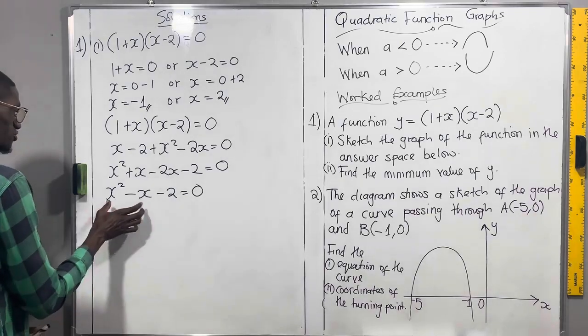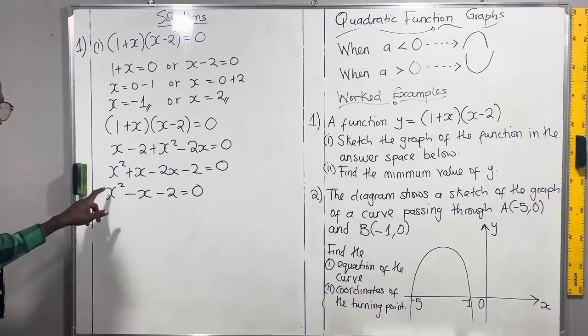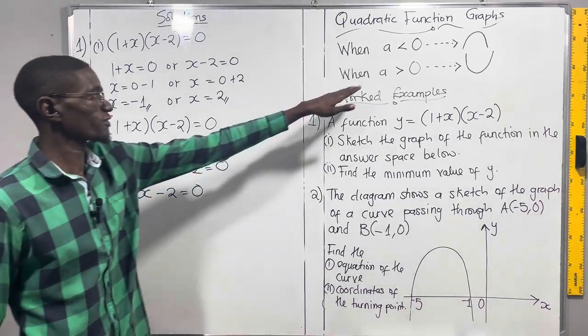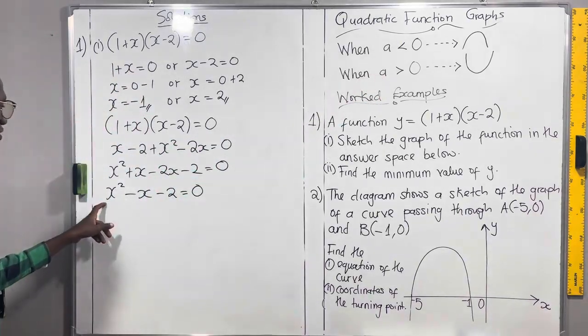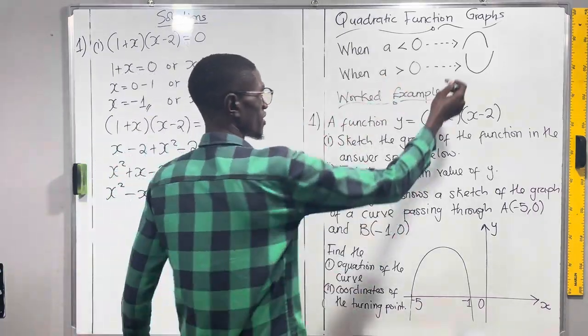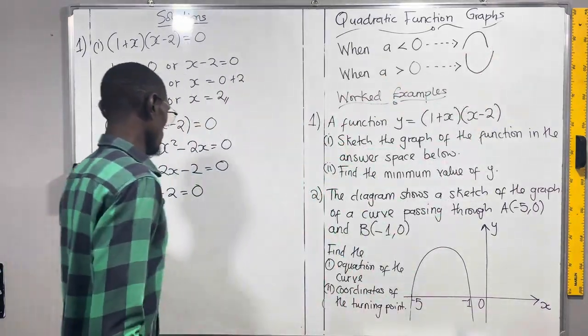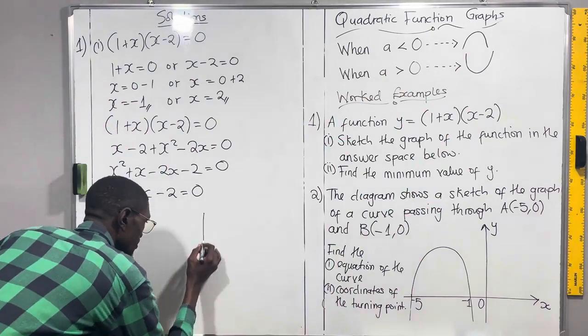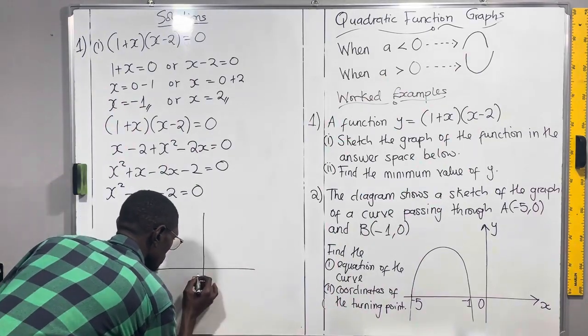So at this point, we can now determine what is the coefficient of x squared. What is the value of a? So you can see here that the value of a is what? Positive 1, which is greater than 0. So meaning this graph is going to be a what? A smile. So at this point, on the answer space provided, we can do this.